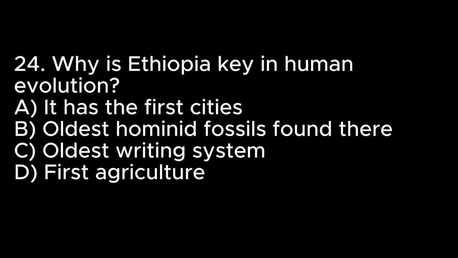24. Why is Ethiopia key in human evolution? A. It has the first cities. B. Oldest hominid fossils found there. C. Oldest writing system. D. First agriculture. Answer: B.